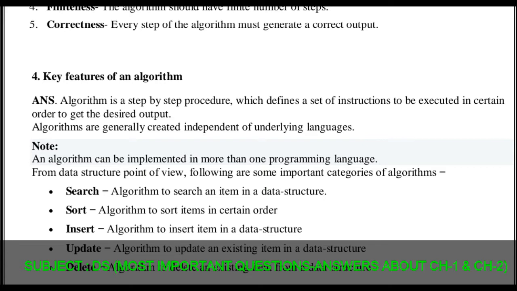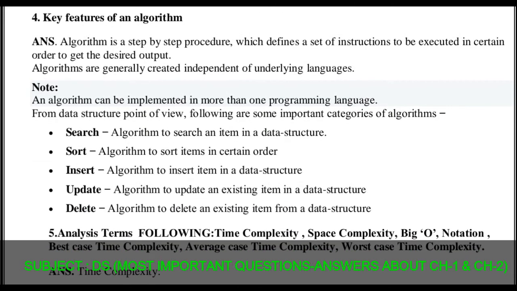From the data structure point of view, following are some important characteristics of algorithms, the categories of algorithm: search, sort, insert, update, delete. Search specifies an algorithm to find an item in a data structure. Sort means an algorithm to sort data in a certain order, as well as we can also say item instead of data. Insert, algorithm to insert an item in a data structure.